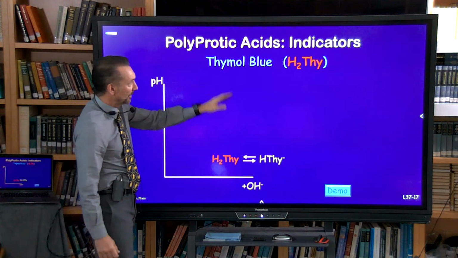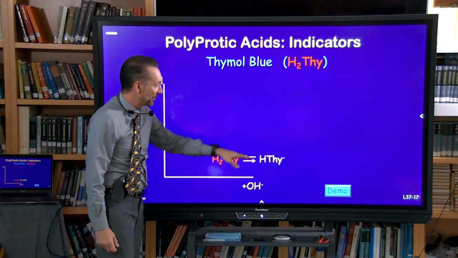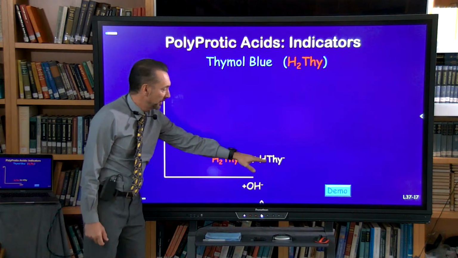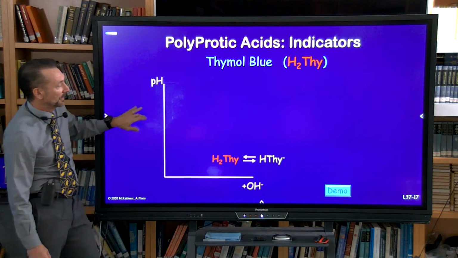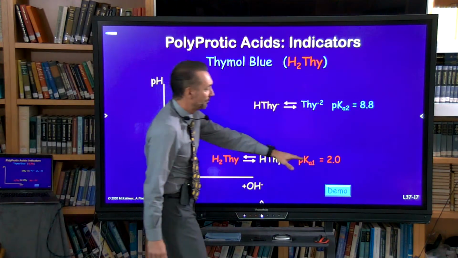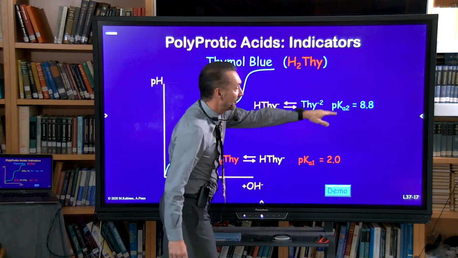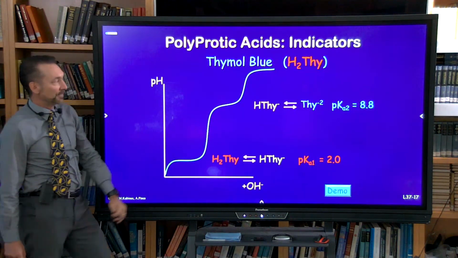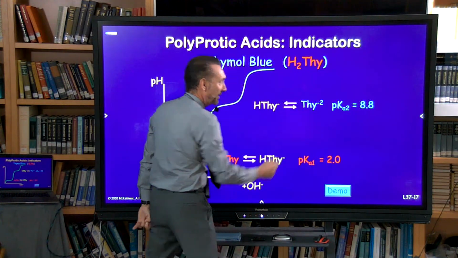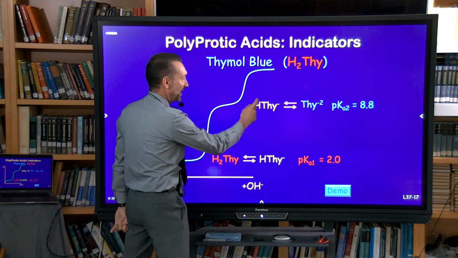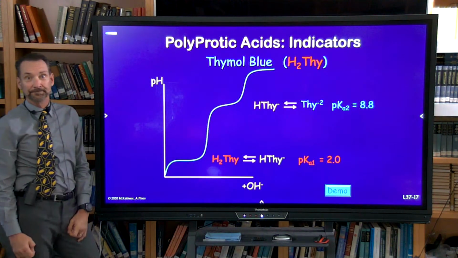Here's Thymol blue. I don't have the whole structure written out, but it's a diprotic acid. With both protons on, it's red. When one proton comes off, it turns yellow, and that happens around pH 2, because that's the pKa. And then it turns from yellow to blue at around pH 8, because it loses another proton. When pH is above 8, this form dominates. When pH is between 2 and 8, it's yellow. And when pH is below 2, it's red.